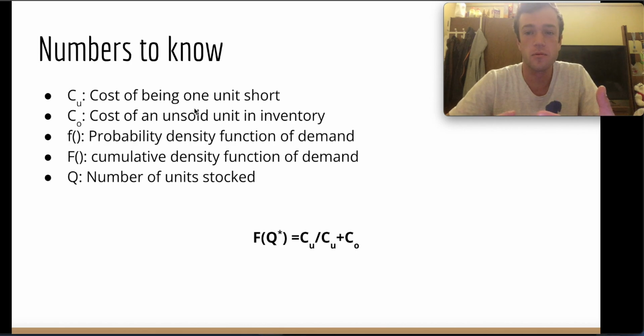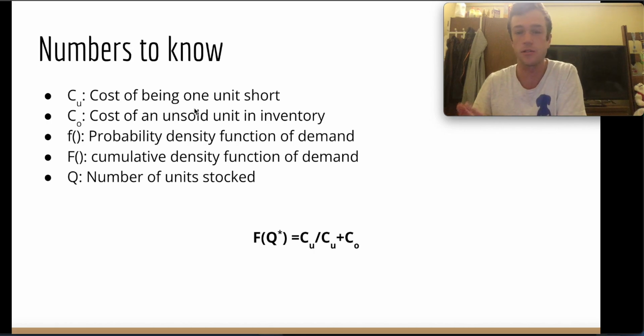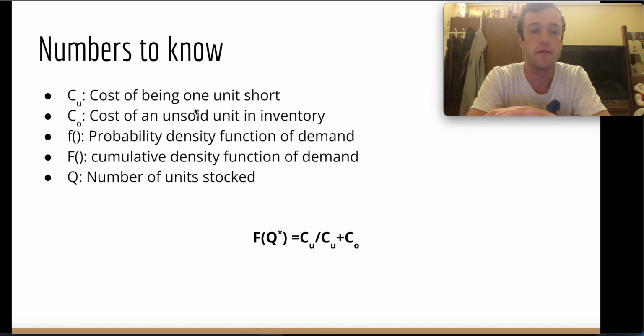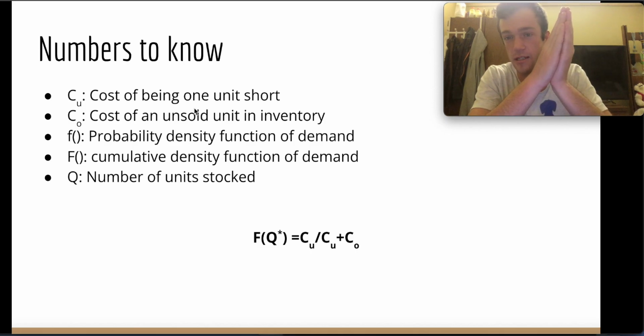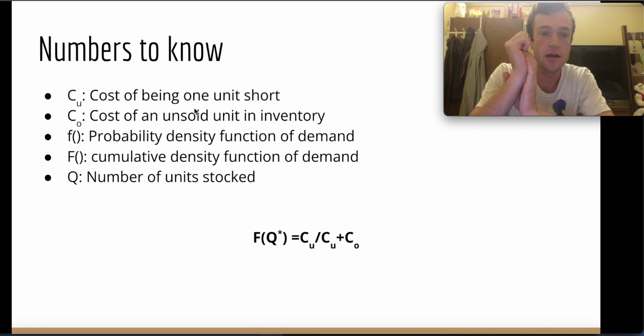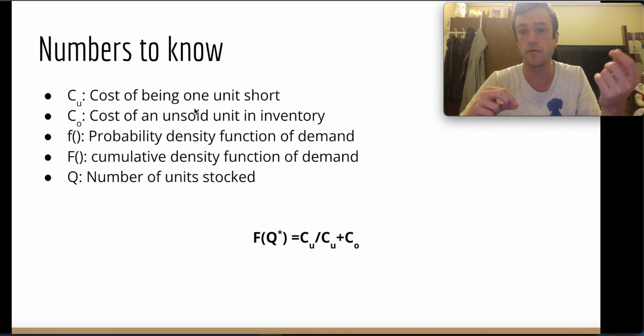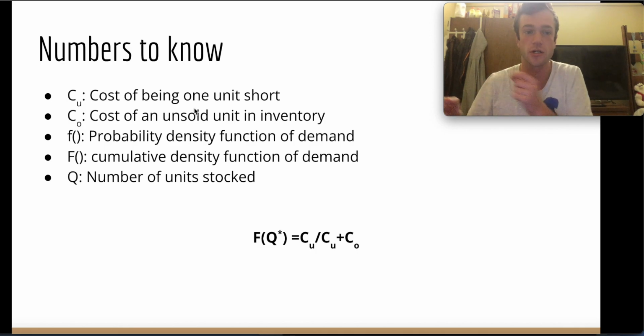There are a couple key characteristics to find when you're looking at any one of these news vendor problems. First is CU, which is the cost of being 1 unit short. So if you have a supply of 19 and the demand is 20, how much are you going to lose that you could have earned if you'd had that one extra unit?